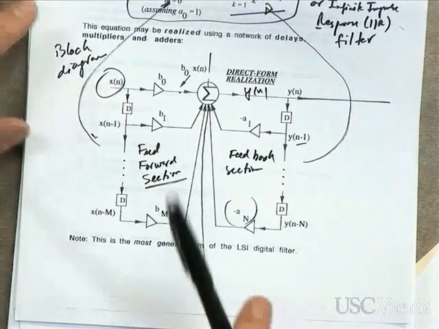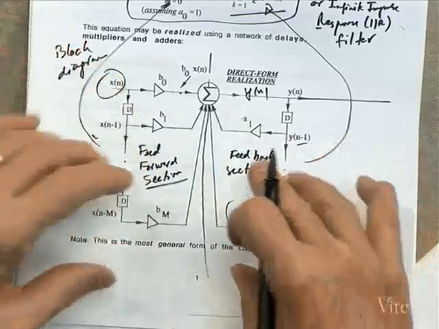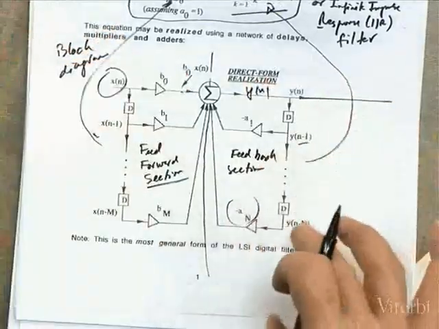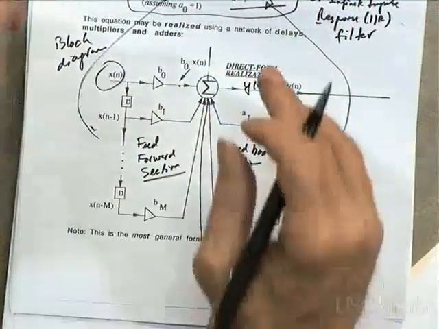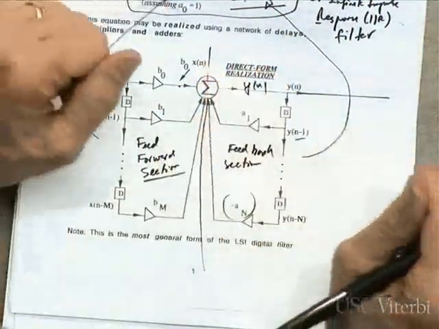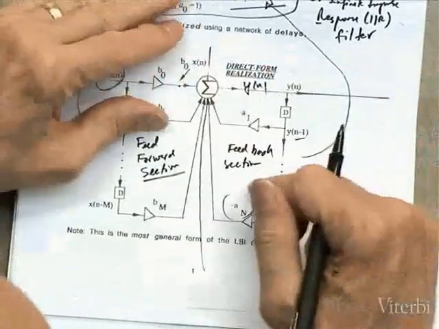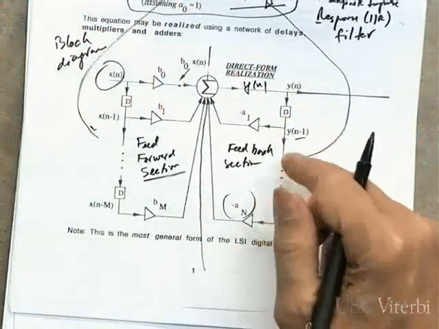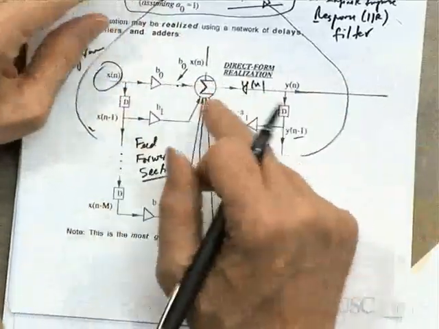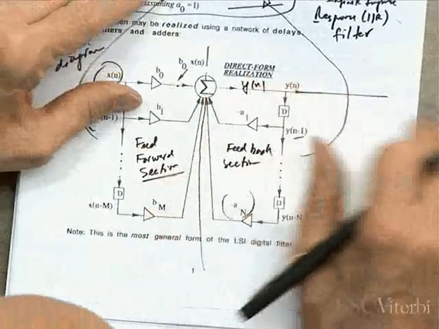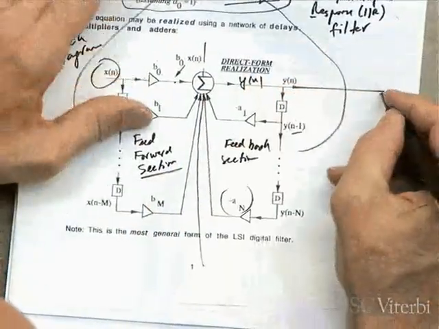So that's the feedback, that's the feed forward, and all the outputs from here, here, here, they all get added together in this big summation block. The delayed outputs get added in, and the inputs get added in, and they all produce the output y of n, and that's what actually goes out.